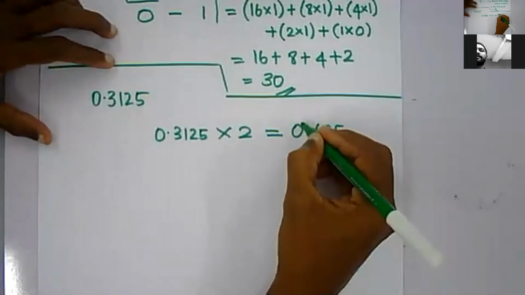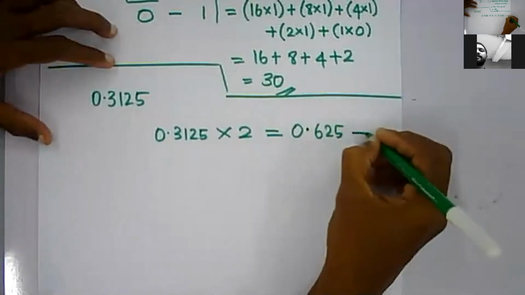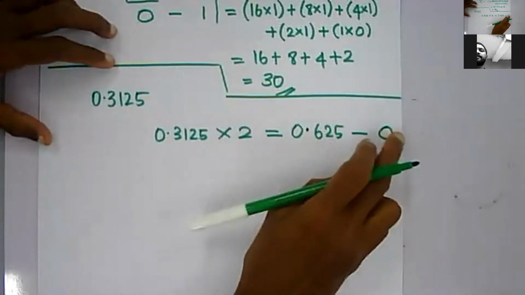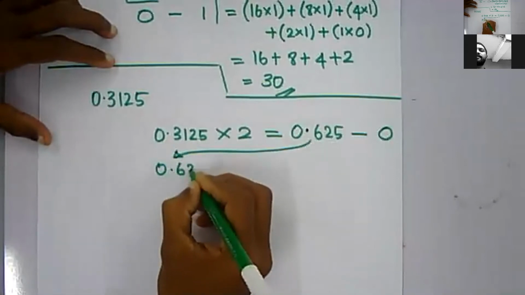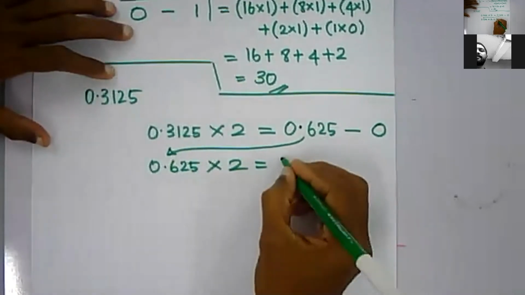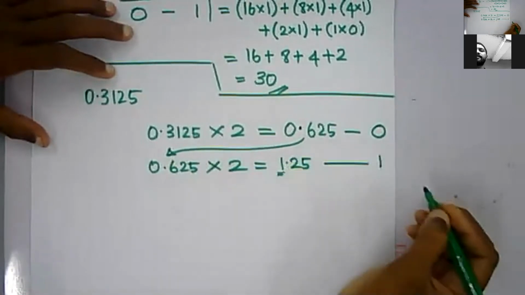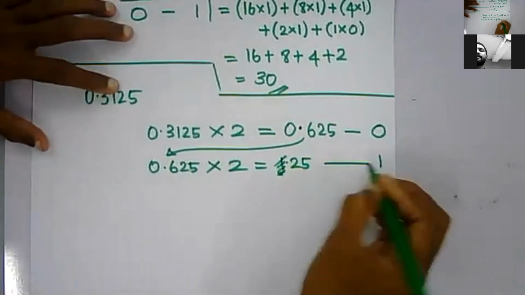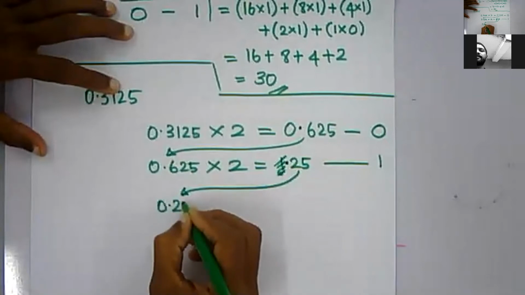0.625, right? Look at this one. Before the carry, I can write it as 0. I have 0 here, so that 0 comes here. And then again, I have to write this one here: 0.625, and then I need to multiply that by 2. That becomes 1.25. So here I have 1. Now remove that 1 because I wrote it there. So this becomes 0.25. I have to write that one here.